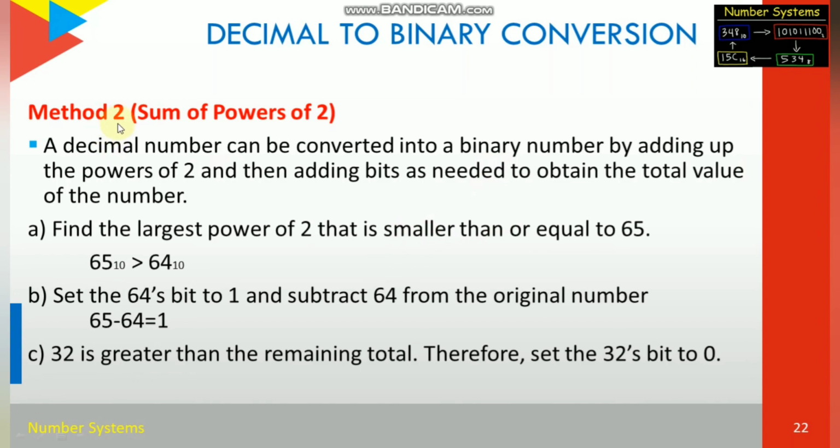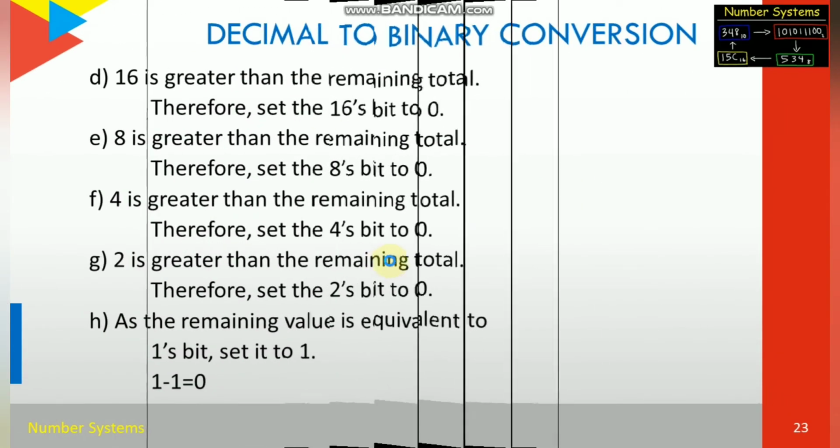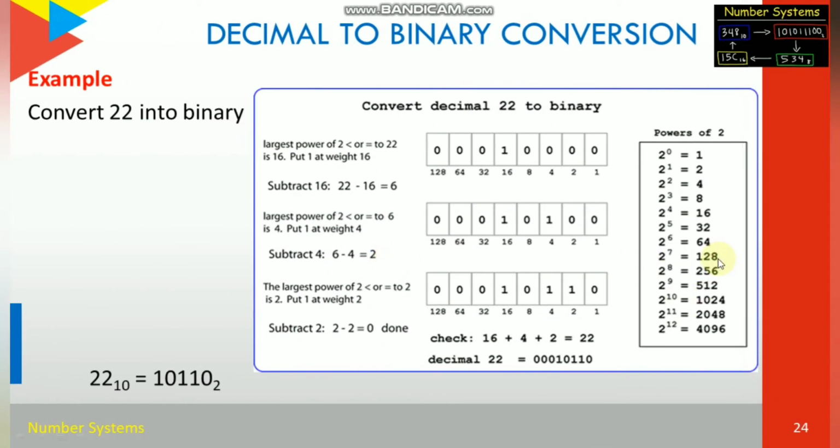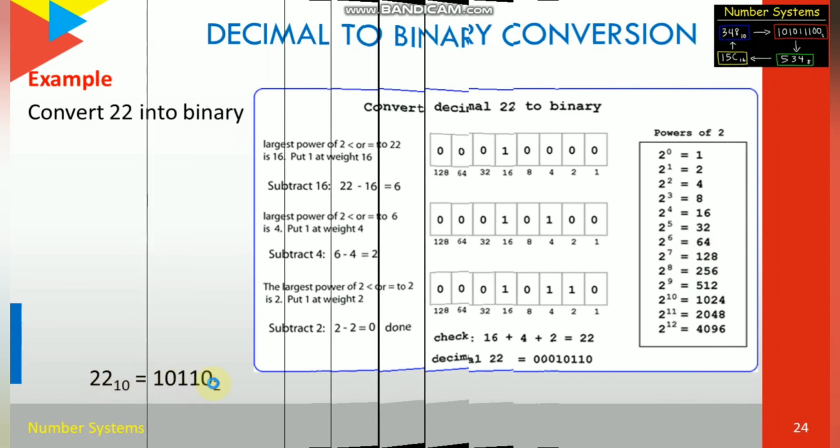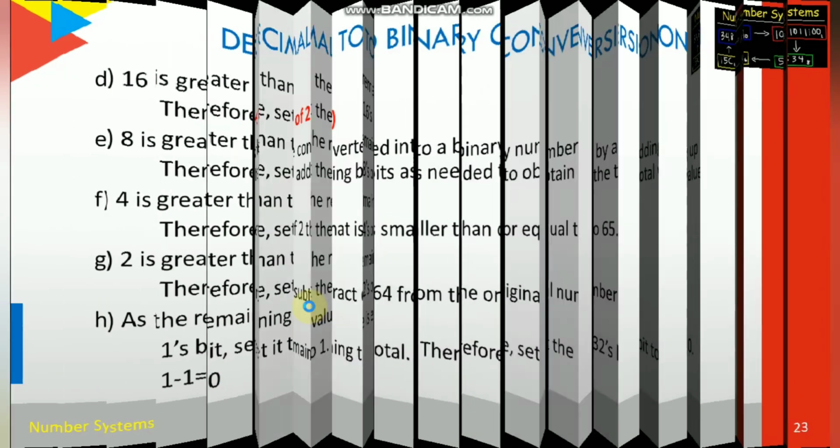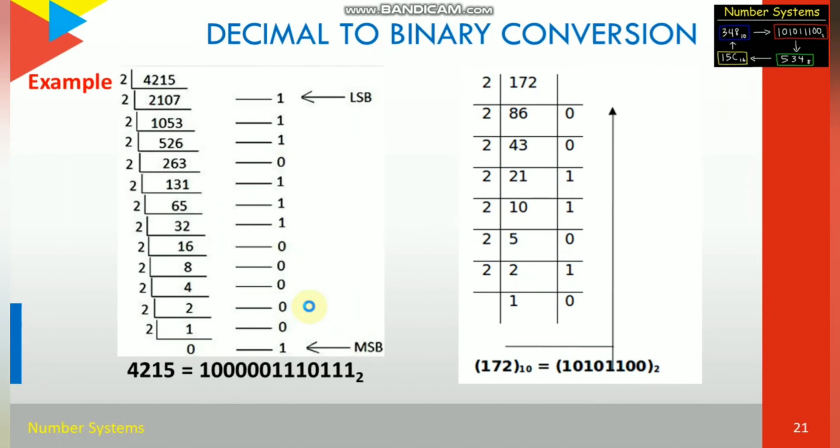Okay, so this is method 2, which is sum of powers of 2, and the same. See, 22 to the base 10, you will get 10110 to the base 2. And even if you do this number 172 by the method called sum of powers of 2, you will get the same answer, which is 10101100.